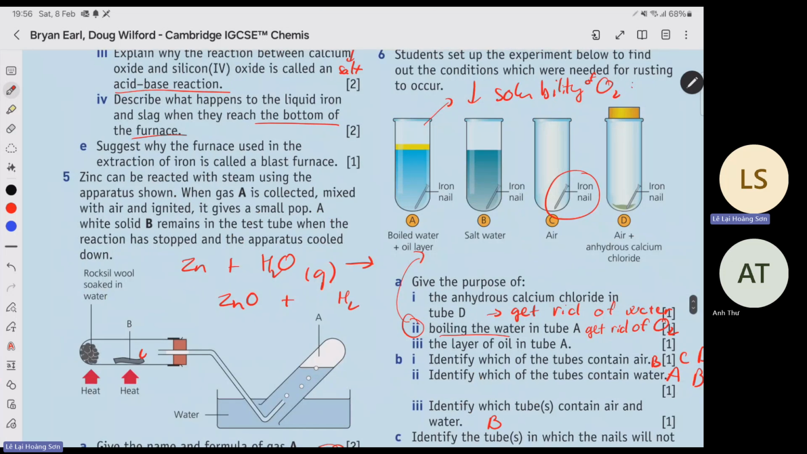Okay. Can you explain why we add salt into the water in B? It increases the speed of rusting. Yep, that's correct. To increase the speed of rusting.